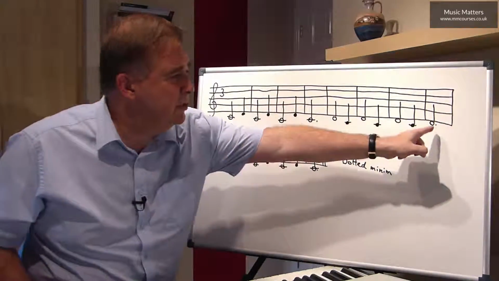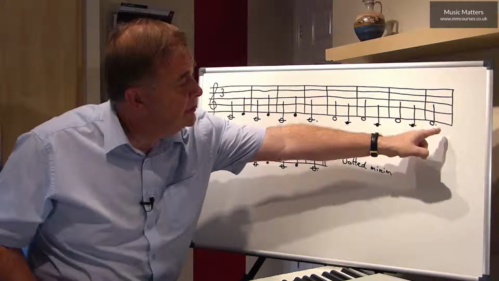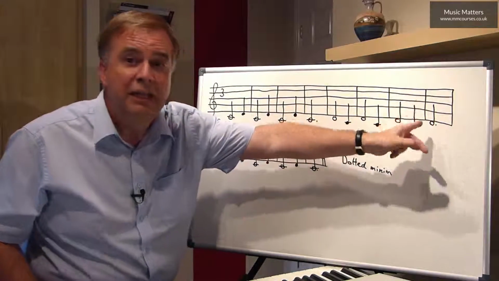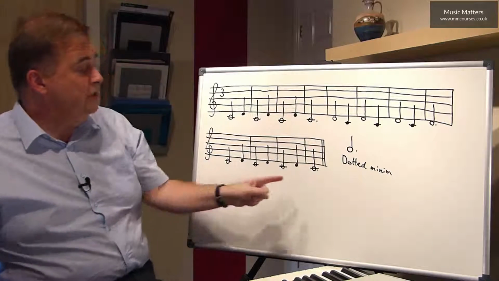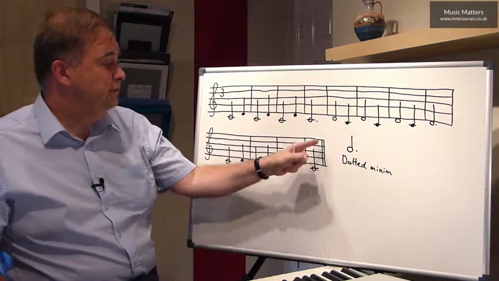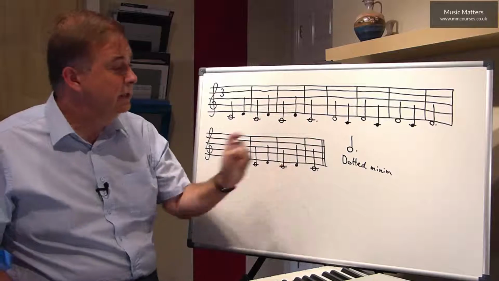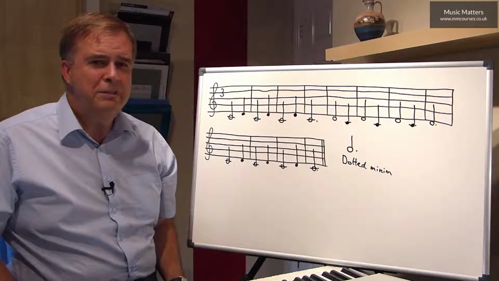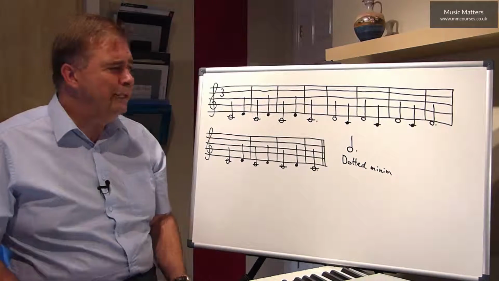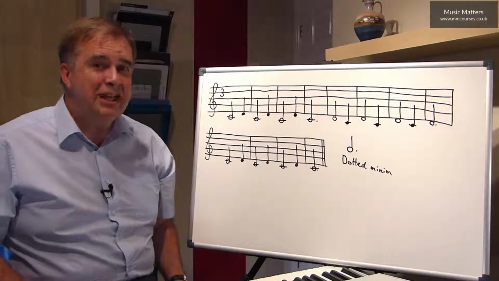And when we see the next dotted minim over here, we can see that it's sitting in a bar on its own, so that must be 3 beats. And the next one at the end is filling up a bar on its own as well, so you can see why it must be 3 beats. And if you want to know how we get to it being 3 beats, this is how it works.